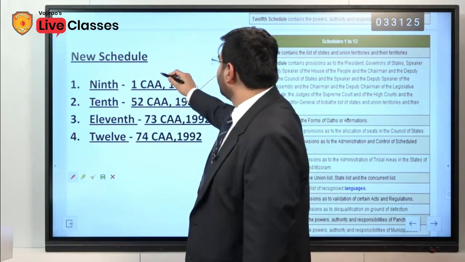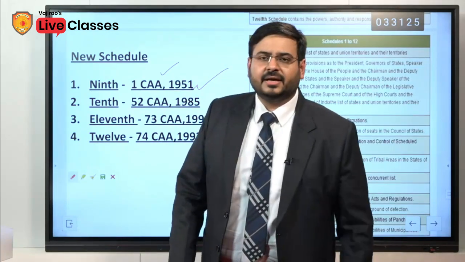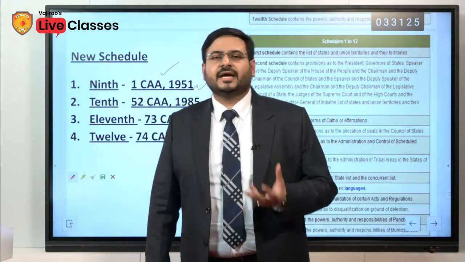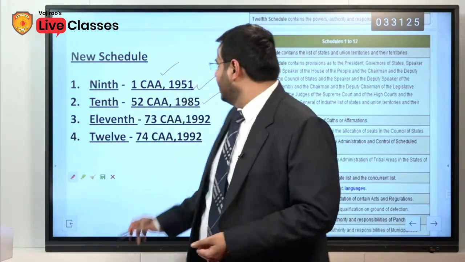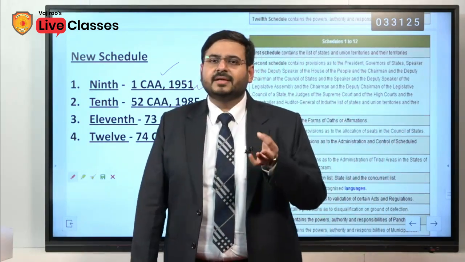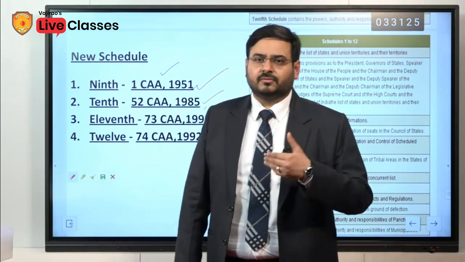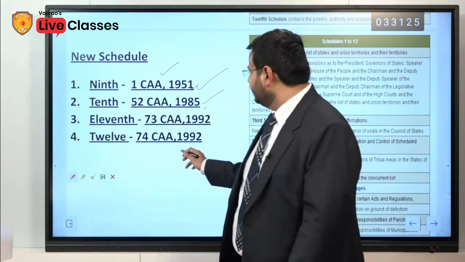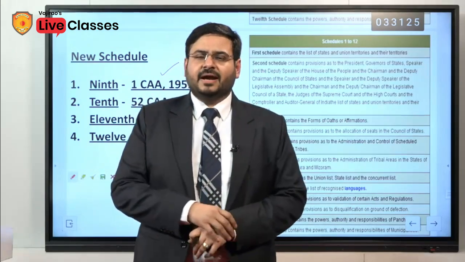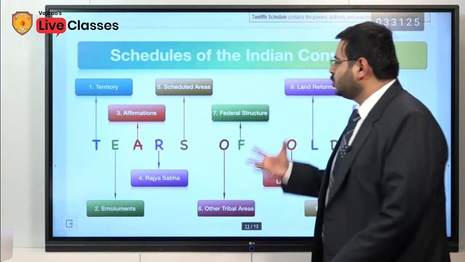But just remember now that the 9th schedule was added through the First Amendment Act in the year 1951. Then the 10th schedule was added through the 52nd Amendment Act 1985. The 11th schedule was added through the 73rd Constitutional Amendment Act, and the 12th schedule was added through the 74th Constitutional Amendment Act. So these are the 4 new schedules that were added in the constitution, and this makes the number of schedules in the constitution 12.